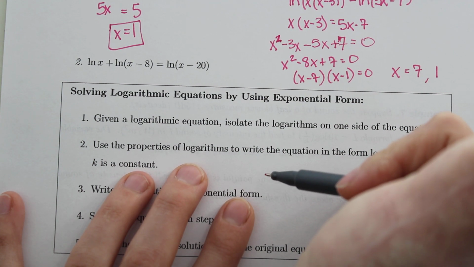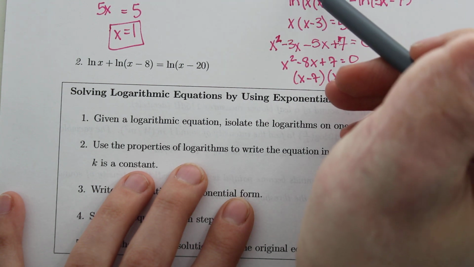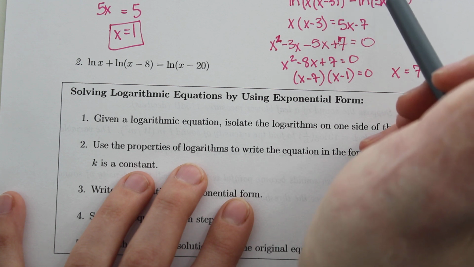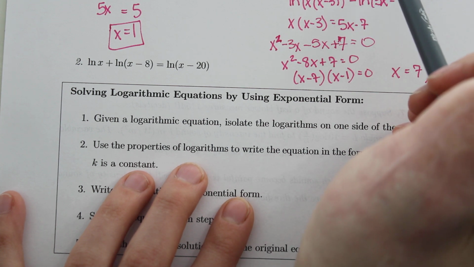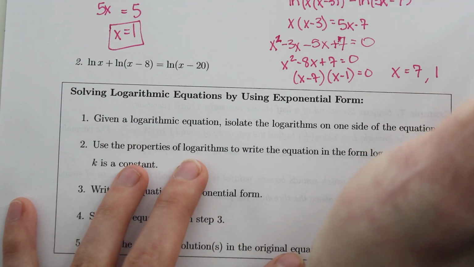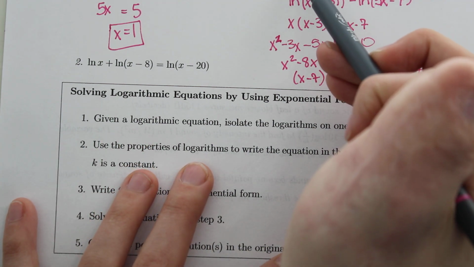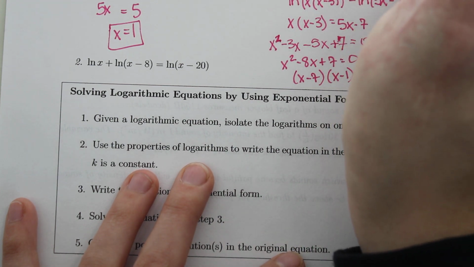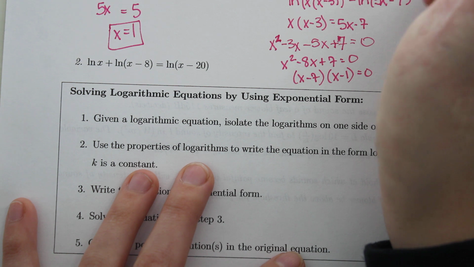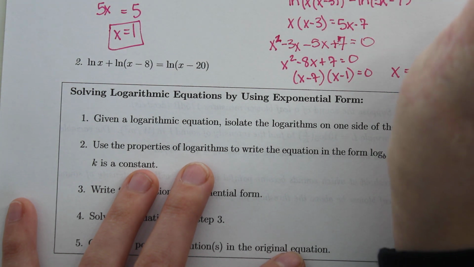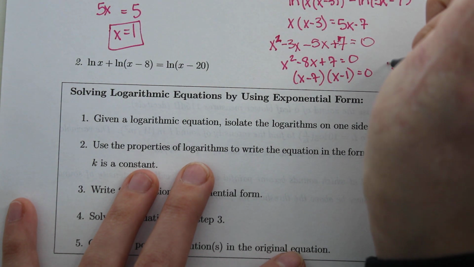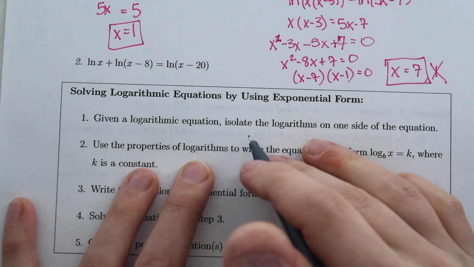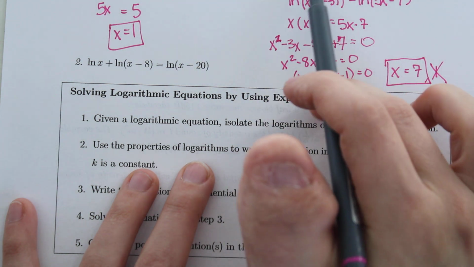Okay, but we have to check, remember? So if we plug in 7, well 7 is positive, 7 minus 3 is also positive, 5 times 7 minus 7 is also positive. So 7 works. Okay, what about 1? We plug in 1. 1's positive, we're good. But 1 minus 3 is equal to negative 2, which is not greater than 0. So we have to throw out 1 and we're only left with x equal to 7, as 1 makes our logs undefined.